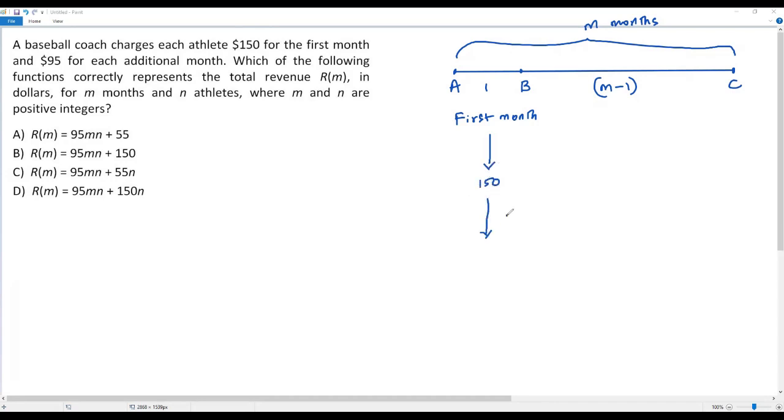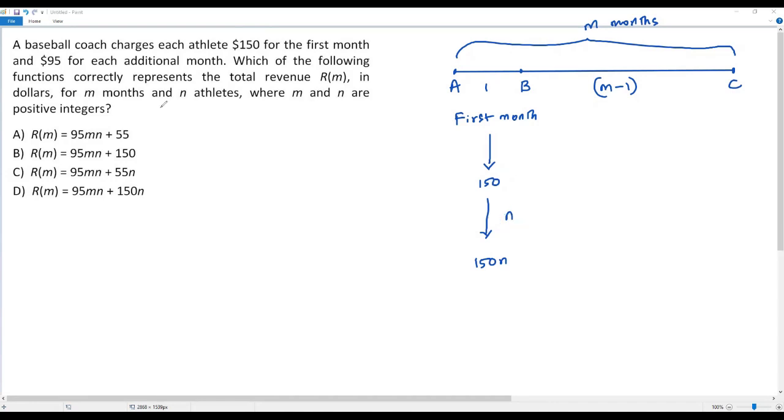We know that there are n number of athletes. Okay, for one athlete is charging $150. Then how much will he charge for n number of athletes? We have to multiply the amount he is charging for one athlete by the number of athletes n. Then we get 150 times n. So this is the amount is charging for the first month for n number of athletes.